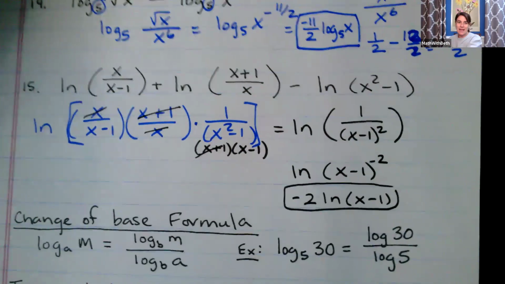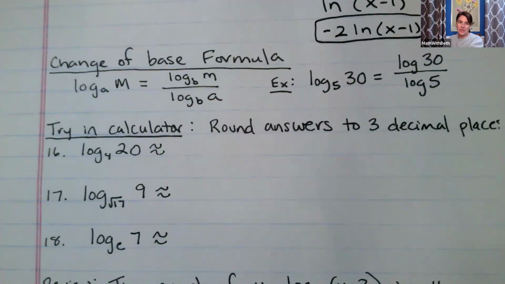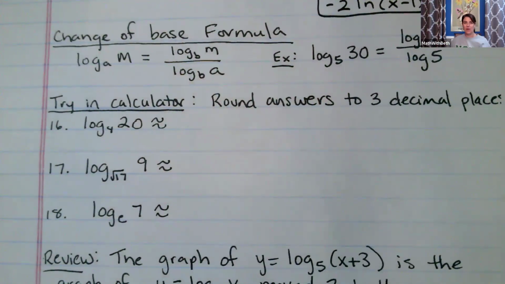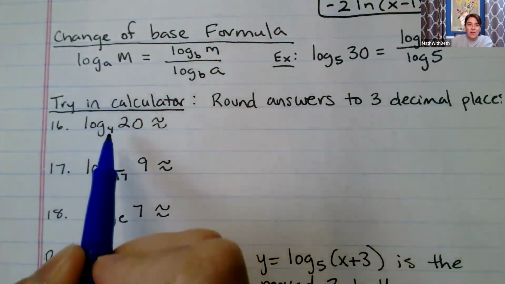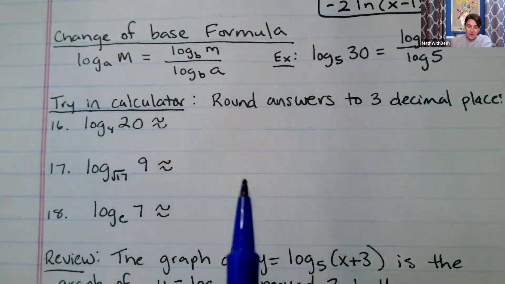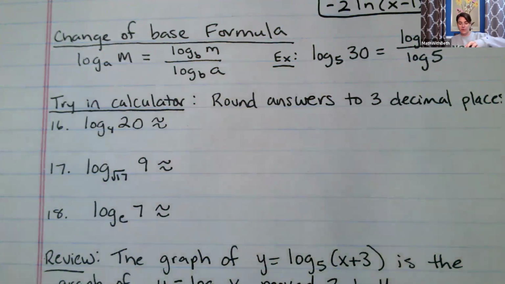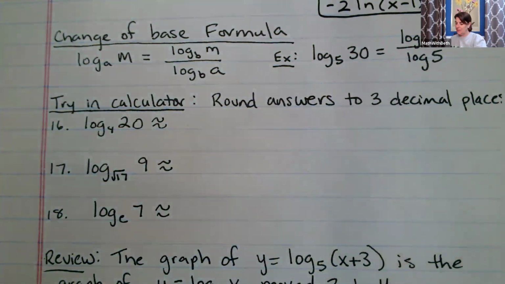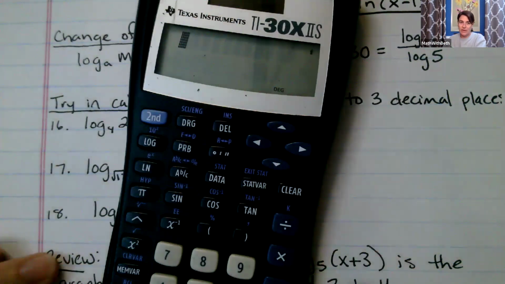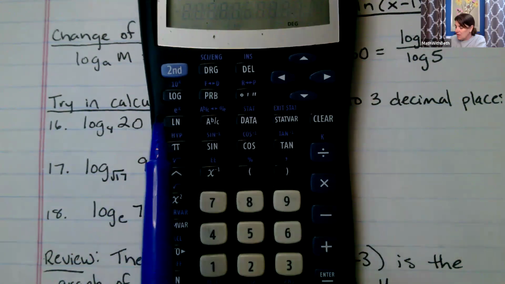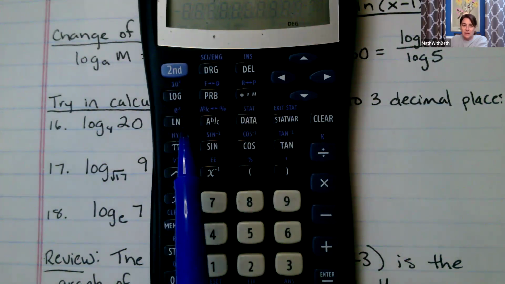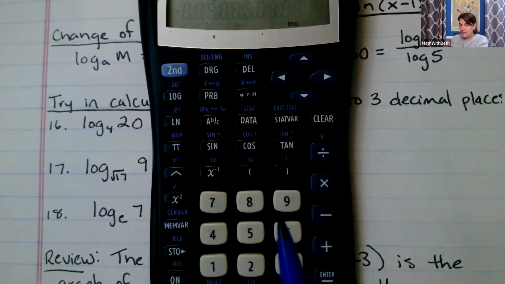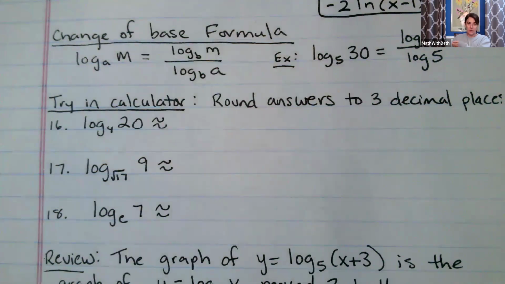Okay. The last new thing is the change of base formula, which sounds fancy, but all it means is if you're trying to do the log with a base that is not 10 or e, then you're going to have to do something a little fancier than just putting it in the calculator. Because in the calculator, when you use the log button, it means log base 10. And when you use the ln button, it means log base e. So if you have something else, there's another way to do it.